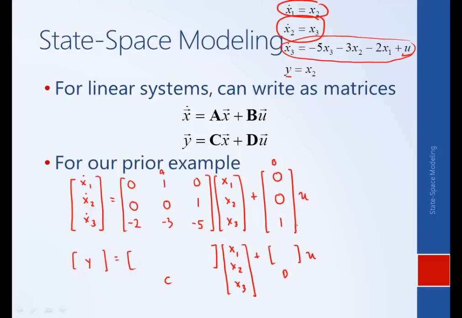We have an A matrix and a B matrix. We do the same thing for our output, where y is equal to 0 times x1 plus 1 times x2 plus 0 times x3 and 0 times u. So there is our previous example put into matrix form.